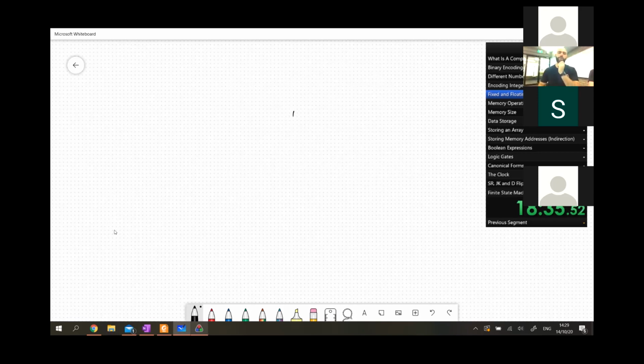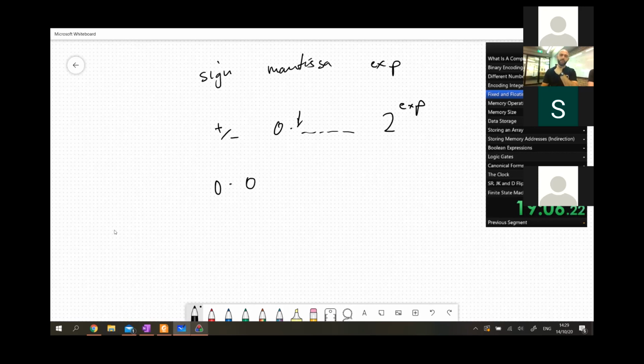Now, floating point numbers. We have a specific representation. We have a sign, a mantissa, and an exponent. And this goes into this form: plus or minus, then 0 point something, and then 2 to the power of the exponent. The definition of the mantissa is that your leftmost 1 is directly to the right of the decimal point. So if we had 0.001, our mantissa will be 0.100 times 2 to the minus 2.